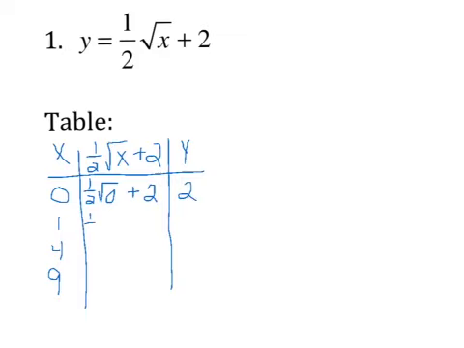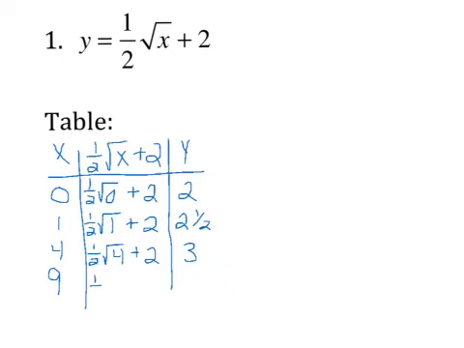If you plug a 1 inside the square root, the square root of 1 is 1. 1 times 1/2 is 1/2, plus 2 would be 2.5. If we plug in a 4, the square root of 4 is 2. 2 times 1/2 is 1. 1 plus 2 is 3.